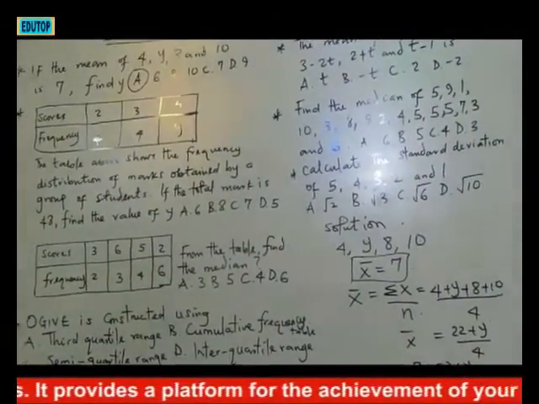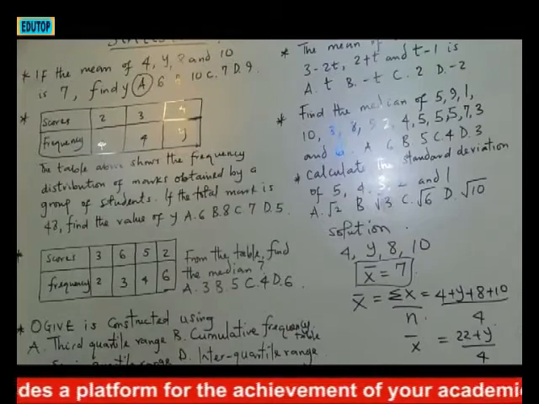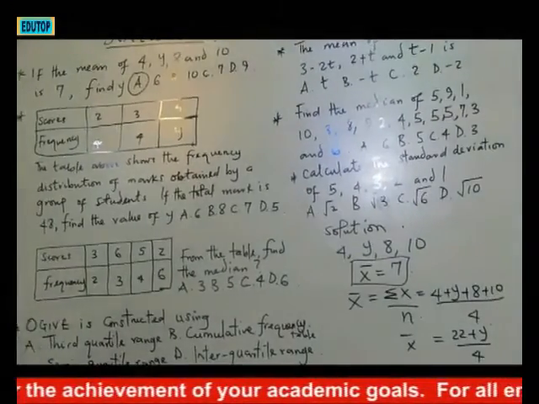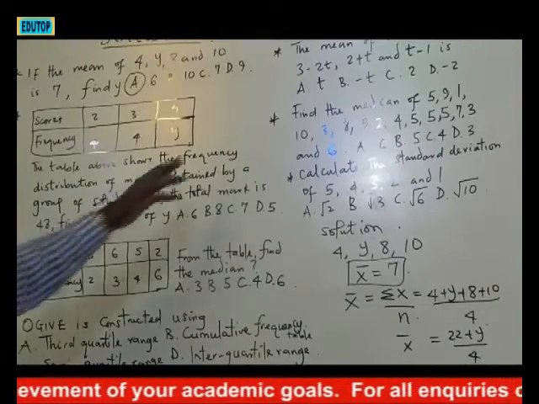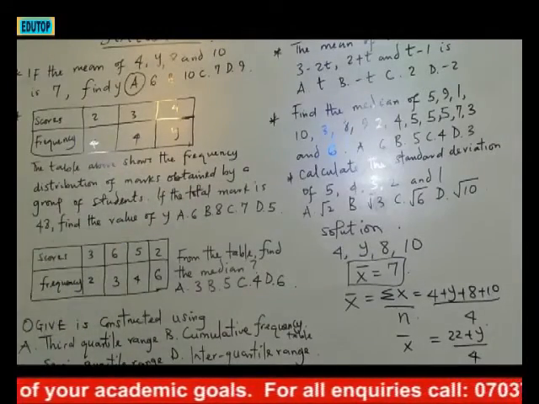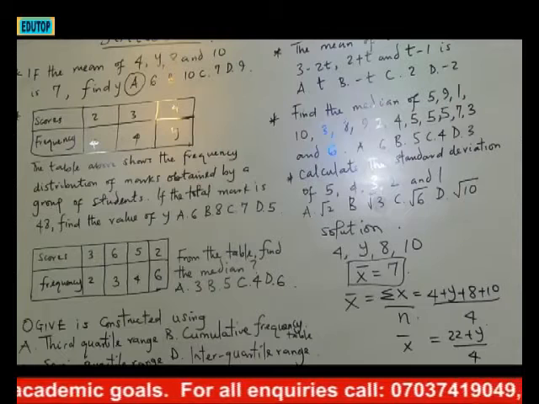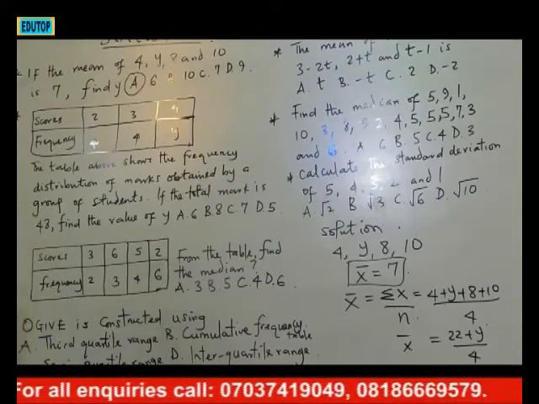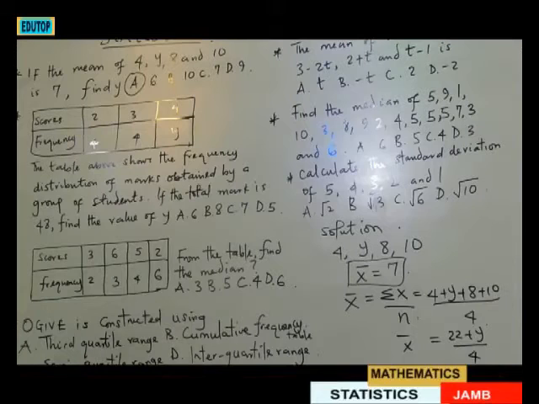Then the next question, scores and frequency. So this one is regarded as grouped data. Now we have a table. From the table above, the table shows the frequency distribution of marks obtained by a group of students. If the total mark is 48, find the value of y. We have to find the value of y.